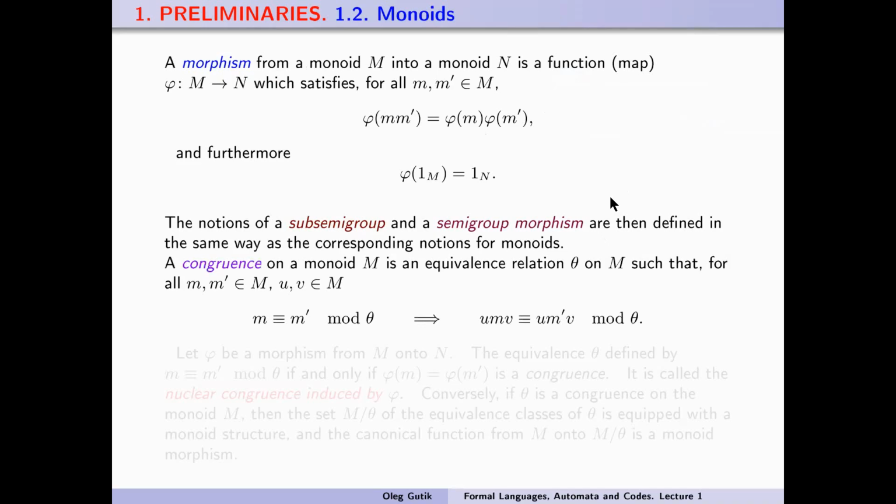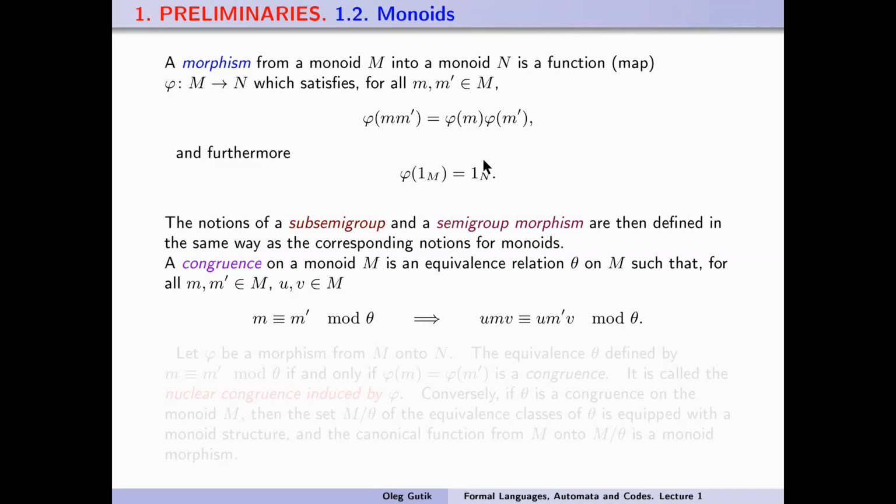What is a congruence? A congruence on a monoid M is an equivalence relation theta on M such that for all m, m prime from M capital and all u and v from M, if m and m prime are equivalent modulo theta, this implies that umv is equivalent to um primev modulo theta.